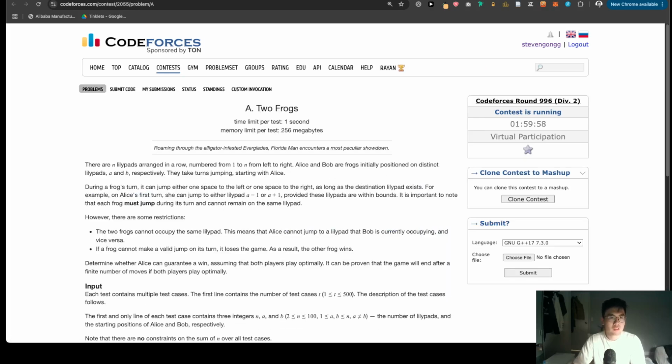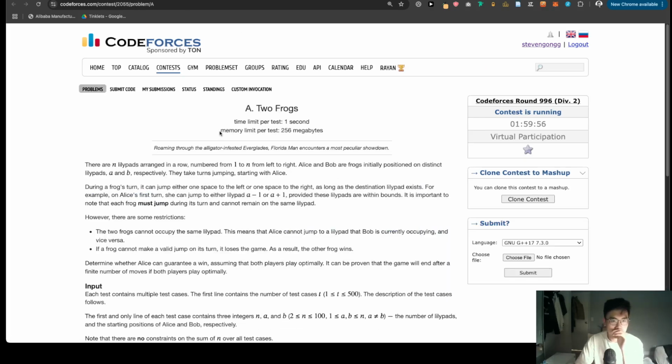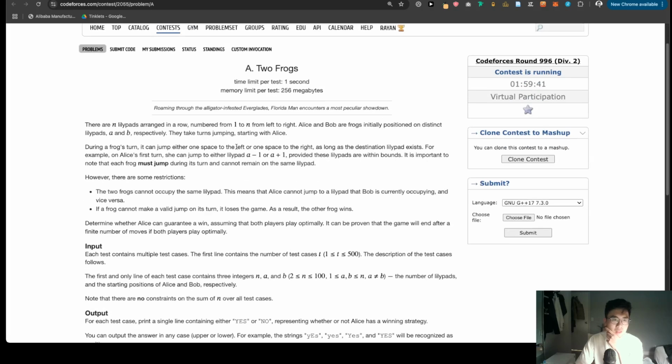Okay, so let's start. There are n lily pads arranged in a row, numbered from 1 to n. Alice and Bob, the frogs, are positioned on distinct lily pads a and b. They take turns jumping, starting from Alice. During a frog's jump, it can jump either one space to the left or one space to the right, as long as the destination pad exists. The two frogs cannot occupy the same pad.